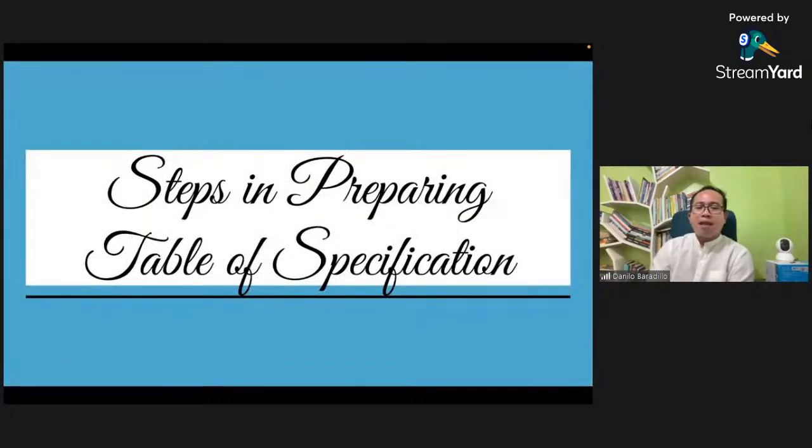Okay, here are the steps. Let's proceed to the steps in preparing the table of specifications. This is where we go into the very detail of how we practically prepare our TOS. So we have to construct it, and see for ourselves how the table should look. Now, if you already have one in your institution, let's go through the steps of preparing what's within the table of specifications.